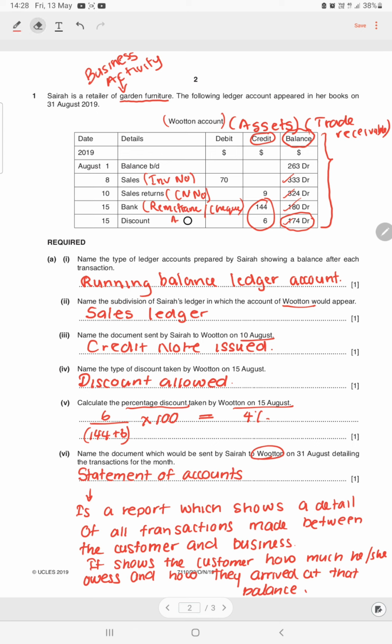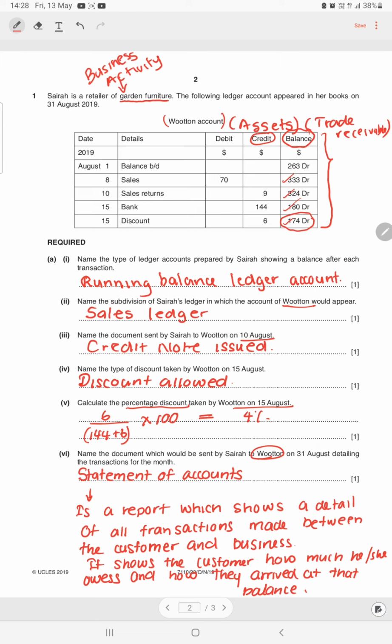For a discount, there won't be any source document, and discounts won't appear in the statement of accounts. That will be netted off. But it will basically show you how each transaction affected your balance, your opening balance, and resulted in your closing balance.